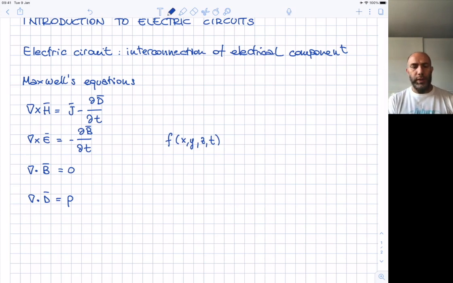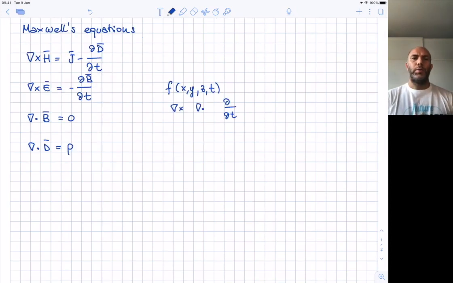In fact, what we see in the equations is that the curl operator and divergence operator appear, as well as the time derivative of the fields. Maxwell's equations can be used to study any electromagnetic phenomenon, so they can be used also to study electric circuits. But the use of Maxwell's equations is too complex.